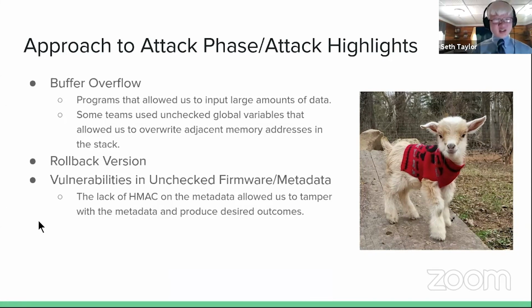Some approaches to our attack phase was looking at other teams' code and seeing if we could do a buffer overflow attack. And a buffer overflow attack basically means we would overload a certain variable in our code, which could allow us to overwrite other variables or even jump code. We also were looking at rollback version vulnerabilities to see if anybody was flashing prematurely to the metadata. And then we were checking vulnerabilities in unchecked firmware and metadata, such as while loops that would continually receive firmware, which would open up buffer overflow attacks for us.